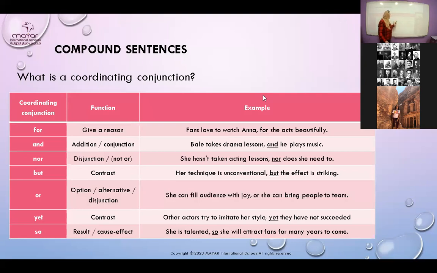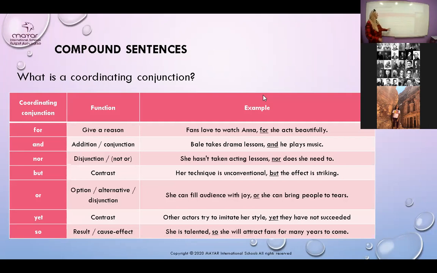Again, when I say Bill takes drama lessons and he plays music, I can't say, for example, he takes drama lessons and Bill plays music. No. Sorry, if I switch, you have to start with the subject. So say Bill plays music and he takes drama lessons. Do the changes you need.